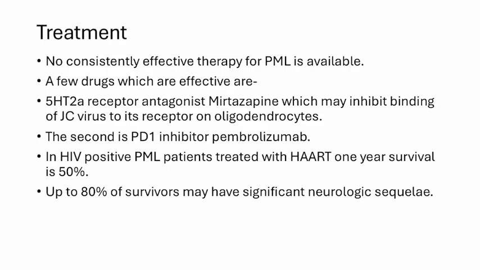How do you treat this PML? See, a particular specific therapy is not available, but a few drugs have shown some benefit in PML. First is a 5-HT2A receptor antagonist, which is mirtazapine. It is otherwise an antidepressant. It blocks the 5-HT2A receptor. It also inhibits binding of JC virus to the oligodendrocytes. That way it will reduce the signs and symptoms, and it will decrease the progress of PML.